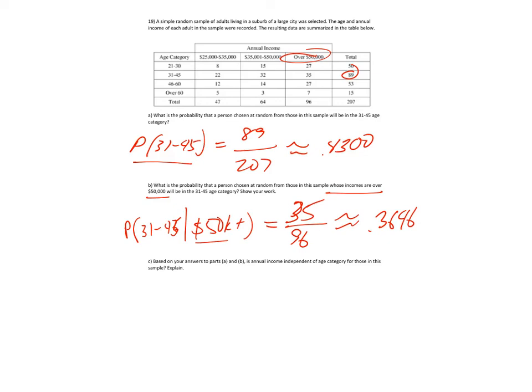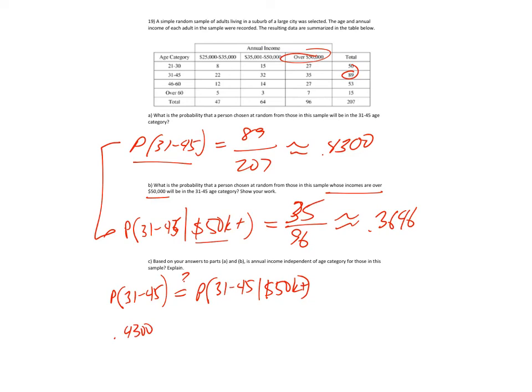So part C, is annual income independent of age in this situation? And in this case, A and B answer the question for us. Okay, so to see if they're independent, we are just checking, does the probability of being in the 31 to 45 age group get affected when we start to break it down by incomes? And what we found is 43%, or 89 out of 207, are in that 31 to 45 age group. But if you now just look at the people making over 50,000, only about 36 or 37% of those are in that 31 to 45 age group.